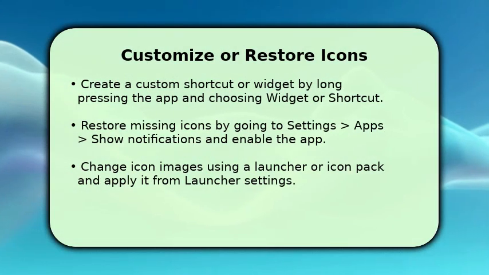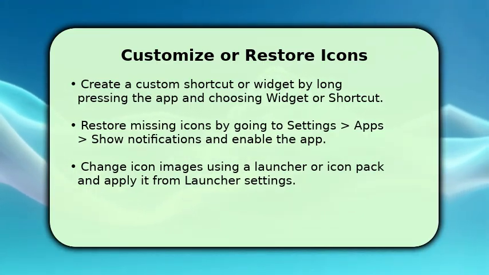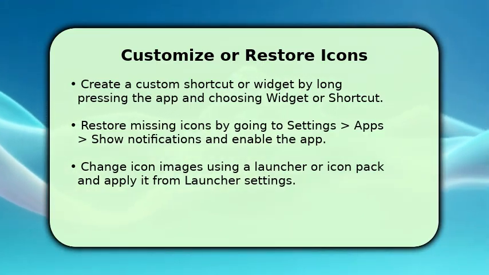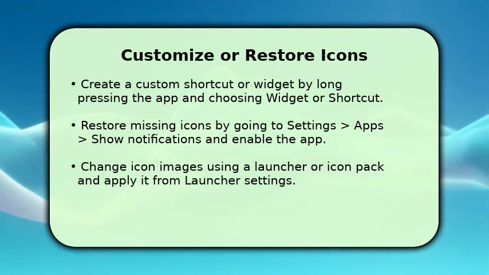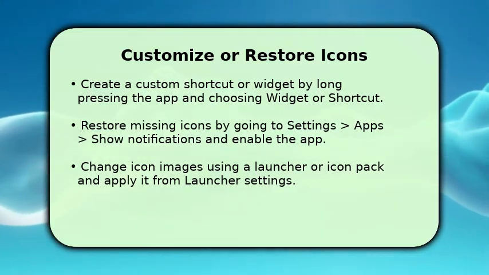To restore missing icons, open Settings, then Apps, and confirm the app is enabled and allowed to show on home. If an icon image needs changing, install a launcher or icon pack and apply it from the Launcher Settings menu. After customizing, tap the icon.